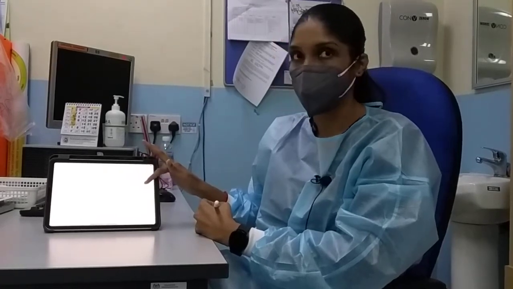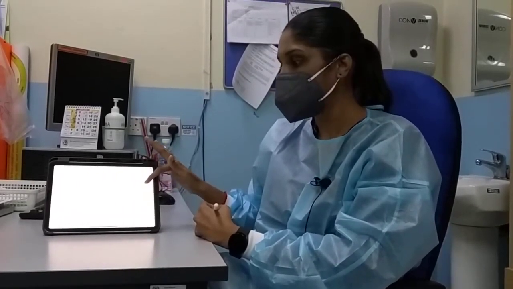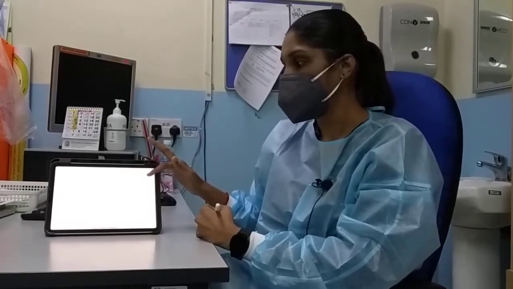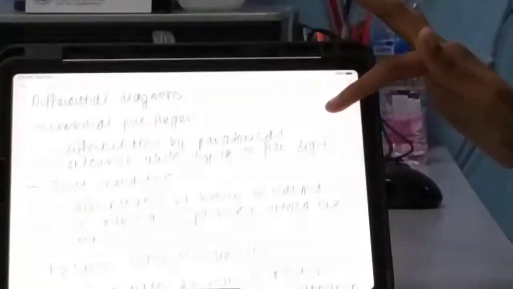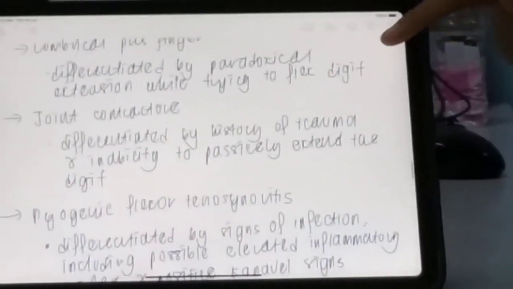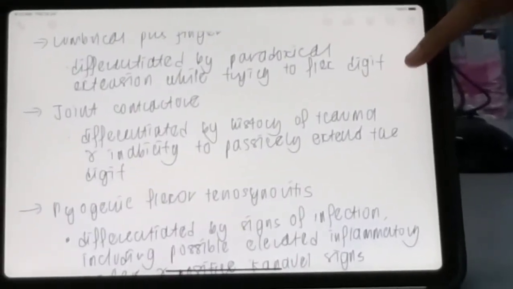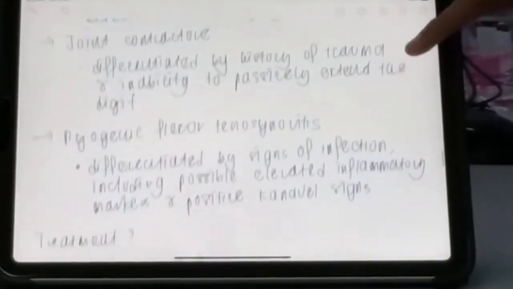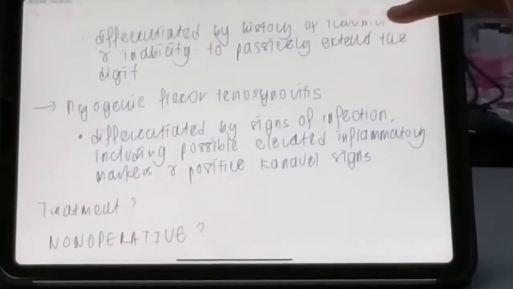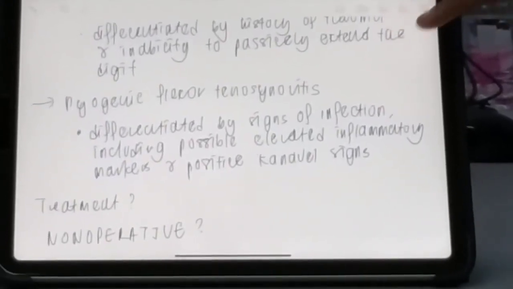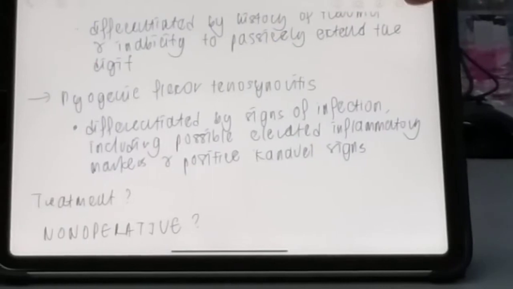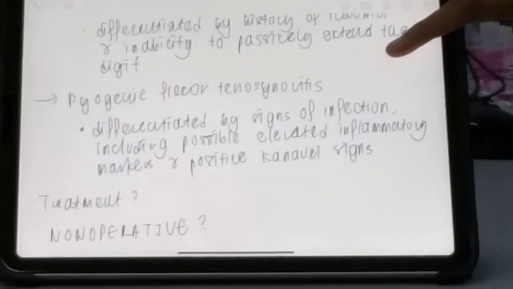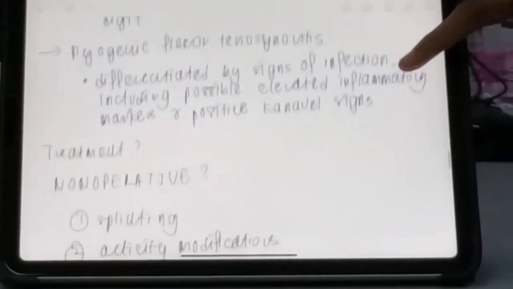Imaging wise, it is not required for trigger finger. For differential diagnosis, I can give three. The first is elliptical plus finger, which we can differentiate by paradoxical extension while trying to flex the digit. The second is joint contracture, which we can differentiate by the history of trauma and inability to passively extend the digit. The third is pyogenic flexor tenosynovitis, which we can differentiate by signs of infection, including a possible increase in CRP, FBC, inflammatory markers and positive Kanavel signs.